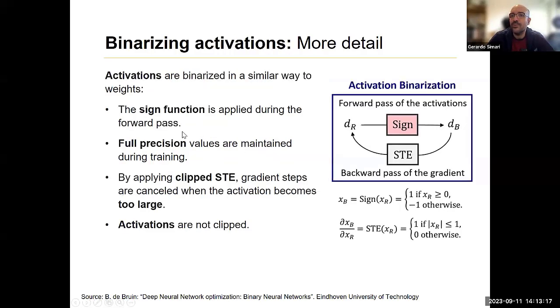Sorry, that was for weights, and this is for activations. They're done in a similar way. You have the sign function, and here you don't need the clipping. You also have full precision values maintained during training, and then you do the straight through estimator, which also implements some clipping through the hard tanh function that I was showing before, and it cancels the gradient steps when the activations become too large.